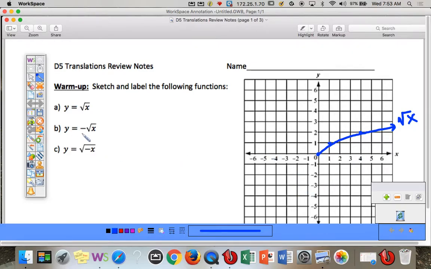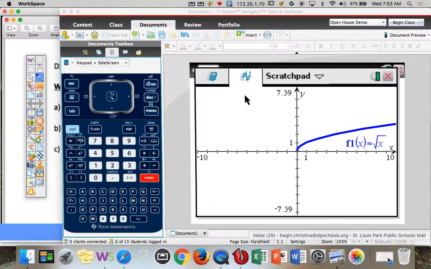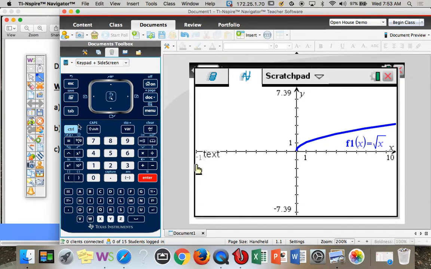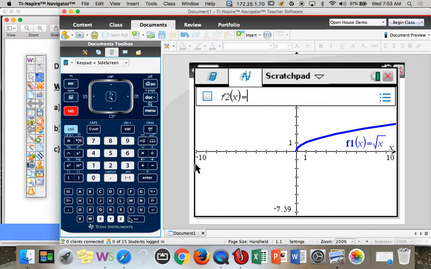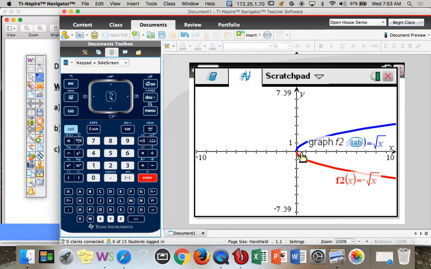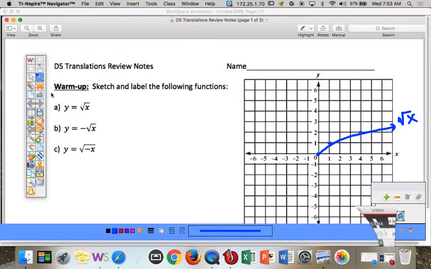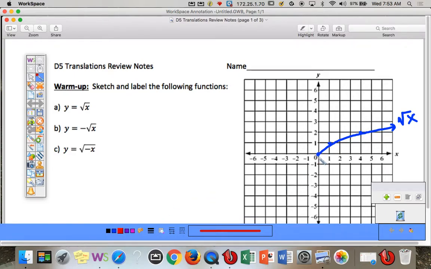Let's graph y equals the square root of negative x. Again, if you forget what the rule is, you can type it in. On the calculator, I'll hit tab. I'll do negative square root of x. And we can see this is the function that's flipped over the x-axis. So let's graph that. So this is negative square root of x.